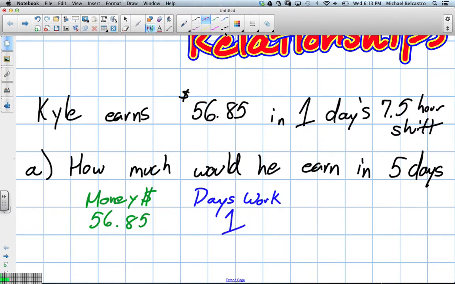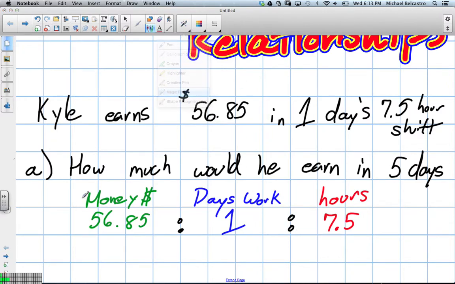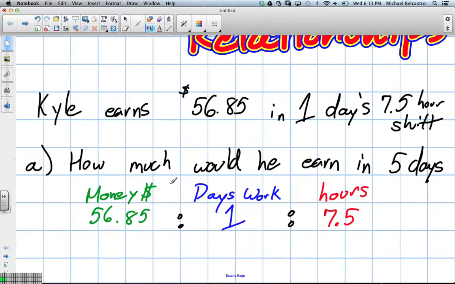And then there's the hours he works. How many hours does he have to work to get the same amount? 7.5. So really, this is a proportional relationship, as long as we keep our topics in line here. Now, what we're going to do is set up the ratio. And they can also be written as fractions.